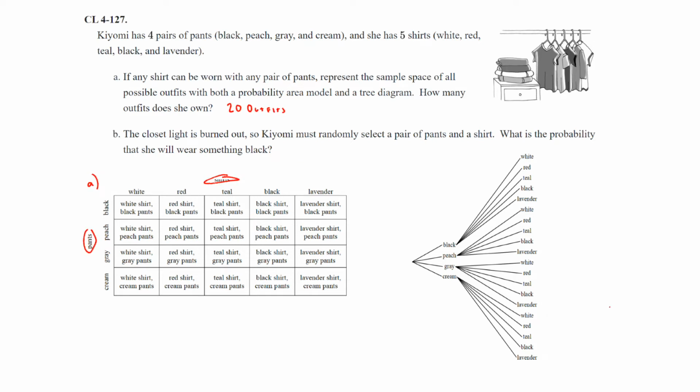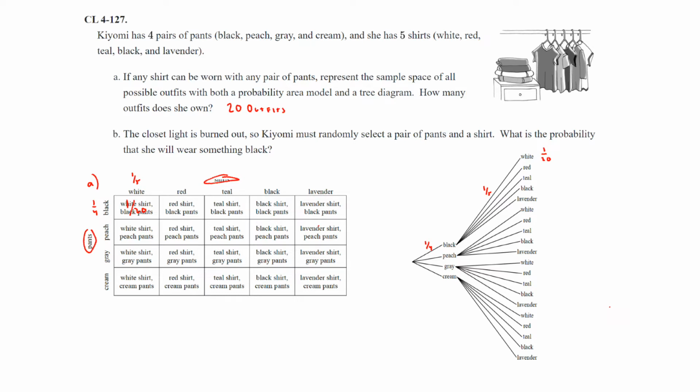And remember, if you have black, peach, gray, or cream, you have 1/4, and then white, red, teal, black, or lavender, you have 1/5. So out of all the possibilities on each of these, that's 1 out of 20. And the same thing happens with the area model as well: each one of these would be 1/5, each one of these would be 1/4, so everything on here is 1 out of 20.